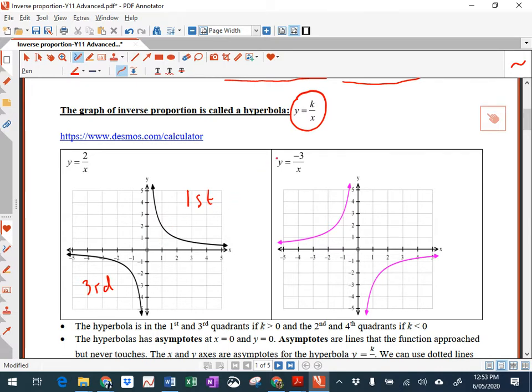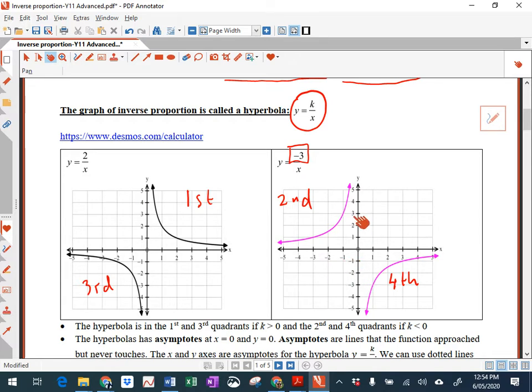Let's have a look at y equals negative 3 over x. When the k value is negative, so when this constant here is negative, the hyperbola is in the second and the fourth quadrants. Okay, second and fourth. And again, you'll notice that the hyperbola gets closer to the y-axis and closer to the x-axis, but it never touches. So it never touches the x or y-axis.